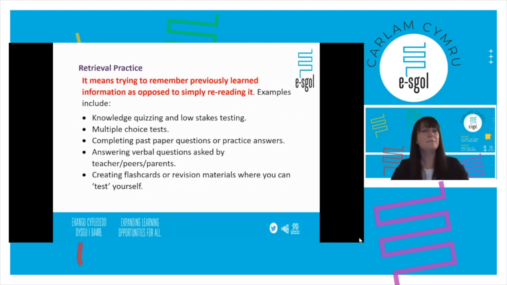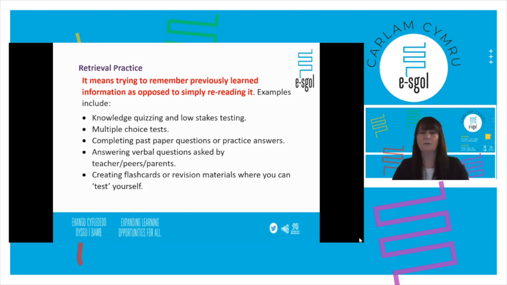So to retrieve this information, it means you need to get out of your brain what you have learned. It is not simply rereading something, okay? So knowledge quizzing and low stakes testing is a really, really good way of retrieval practice and getting that information out of your brain. Having multiple choice tests is a brilliant way of starting your revision, because you know that one of those answers is going to be the correct one, and you're starting to build and condense your knowledge in that area through doing those multiple choice tests to begin with. Maybe completing past papers or practice answers. That is quite useful as well.